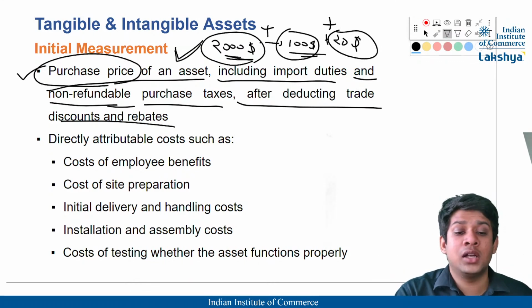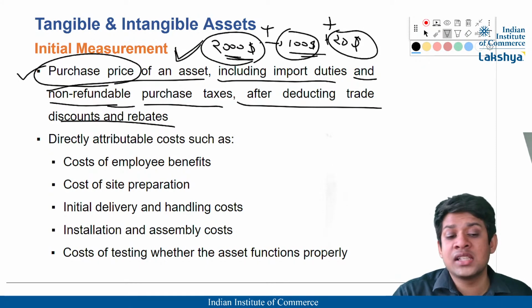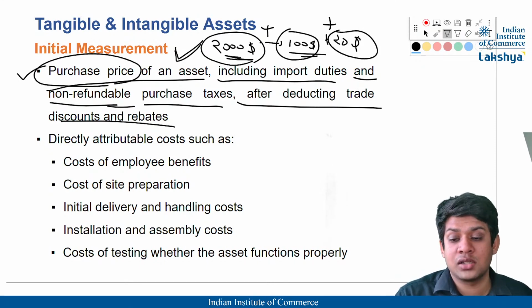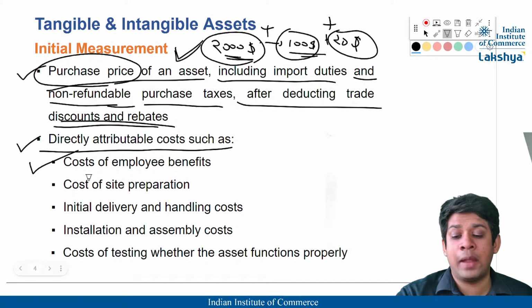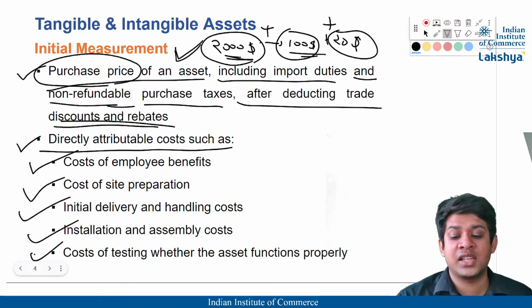So that will not be considered within our cost, right? Because that cost is never incurred. It is a discount given to us, correct? So discounts and rebates shall be deducted. Directly attributable costs such as any cost of employee benefits, any cost of site preparation, initial delivery and handling costs, installation and assembly costs, costs of testing whether the asset functions properly.